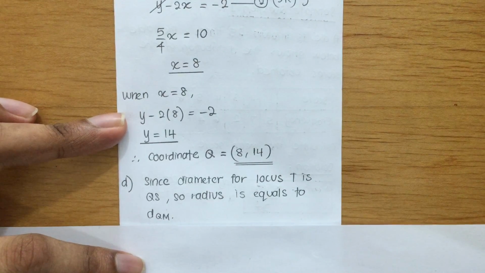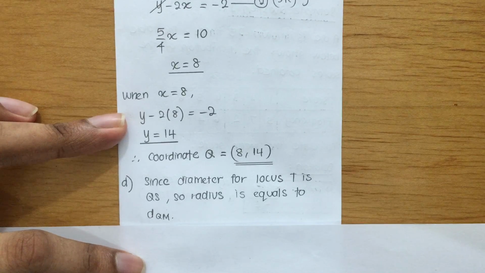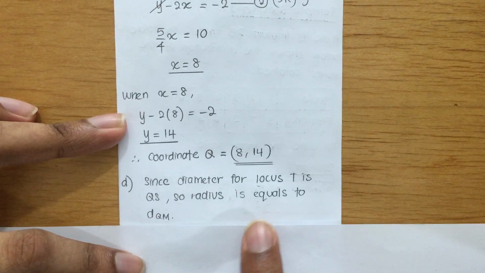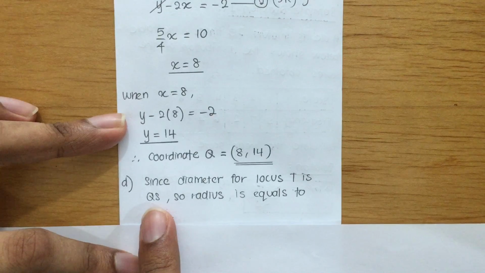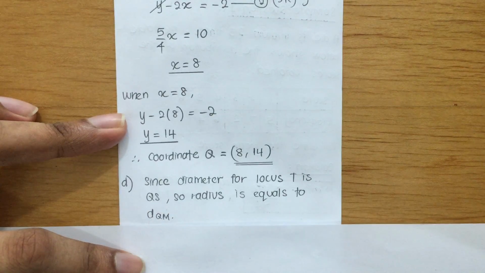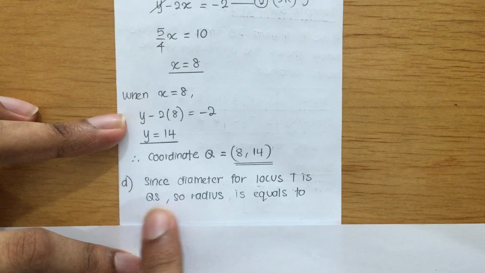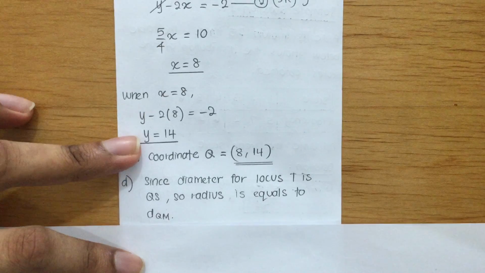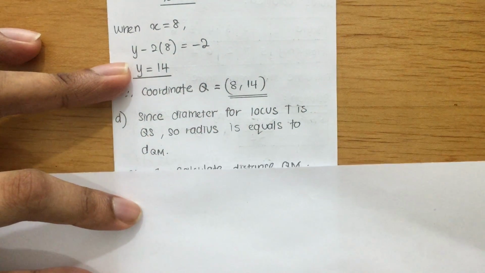Since M is the intersection point between the straight line QS, your M will be acting as the center of the circle. So we cannot use a diameter to calculate our locus, so we need to use the radius. So how to calculate the radius? We need to calculate the distance between QM. Okay, proceed to the next step.